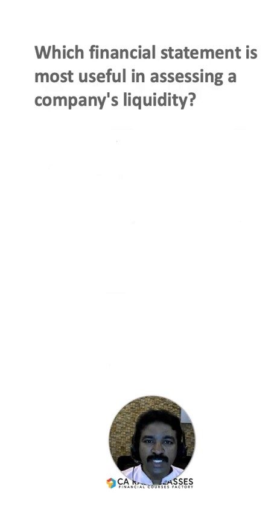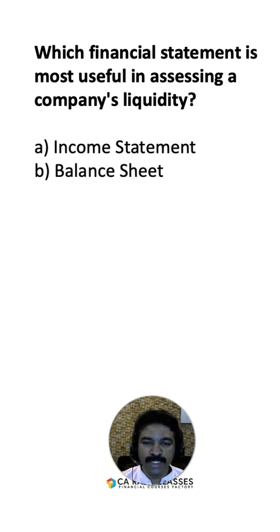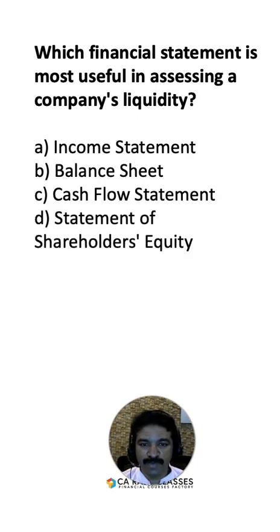Question 3. Which financial statement is most useful in assessing a company's liquidity? Option A, income statement, B, balance sheet, C, cash flow statement, D, statement of shareholders' equity. Let's analyze one by one. Income statement will communicate the sales, expenses and profits, so it will help us to understand the profitability, so that is not the answer. Cash flow statement will communicate how the cash is generated and where the cash is consumed. Statement of shareholders' equity will give us information about the shareholders' equity and its movement.